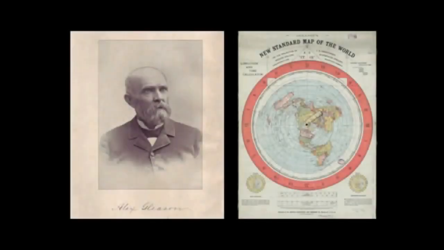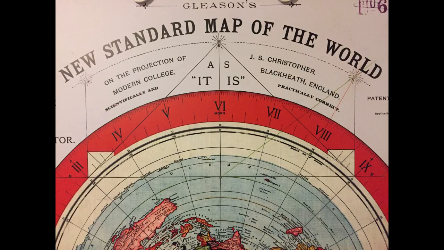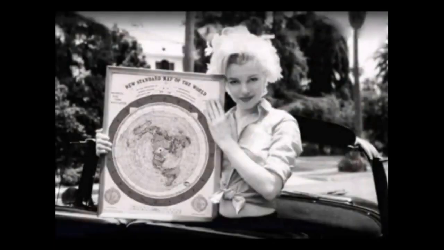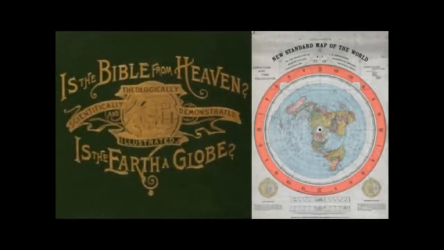In 1892, Alexander Gleason released his new standard map of the world as it is, which remains to this day one of the most accurate flat Earth maps ever created. He had hopes it would completely replace globes and Mercator maps the world over, but unfortunately his map's influence was short-lived. The next year, in 1893, Gleason published his flat Earth tome entitled Is the Bible from Heaven?